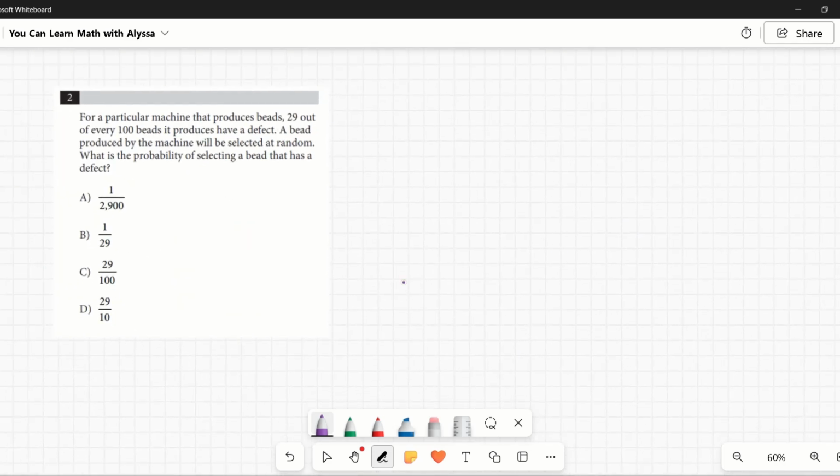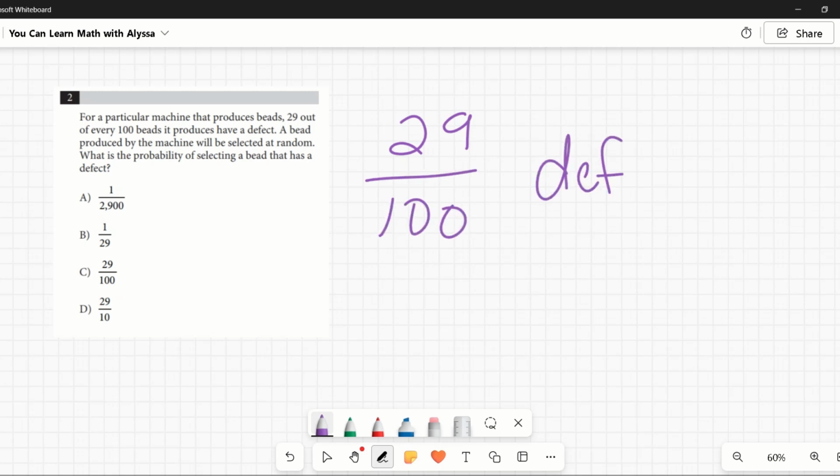Number 2. For a particular machine that produces beads, 29 out of every 100 beads it produces have a defect. Okay, so 29 out of 100 are defective. A bead produced by the machine will be selected at random.